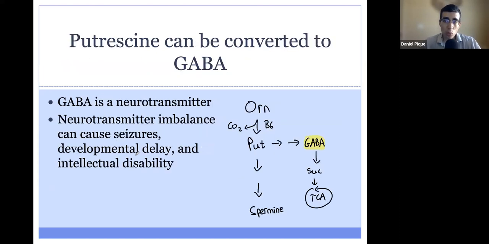Okay. The reason why putrescine levels are important is because putrescine can be converted into GABA, and GABA is a neurotransmitter. So anytime you have a neurotransmitter imbalance, that can lead to developmental delays, intellectual disability, and seizures, which are all features that we can see in patients with ODC superactivity.